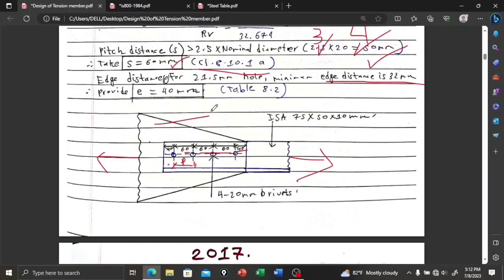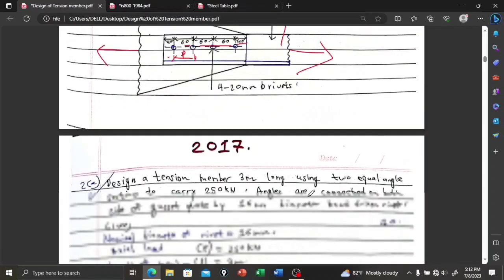So this is the figure. This is a gusset plate, and this is ISA 75 by 50 by 10, and this is 4 number of rivets of 20 mm diameter.